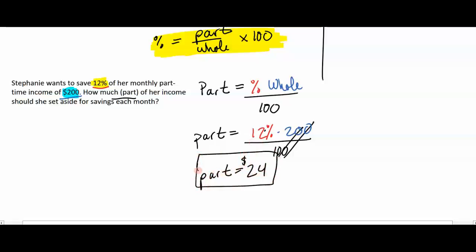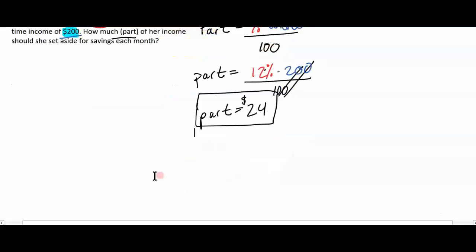So if she's trying to save 12% of her monthly part-time income, which would be a little above the rule of thumb of 10%, which is a question on your quiz, so I'm reinforcing for you, we would multiply that 12% times the $200, divide by 100 to get $24. Any questions on that one? Okay, so we'll do a different example.